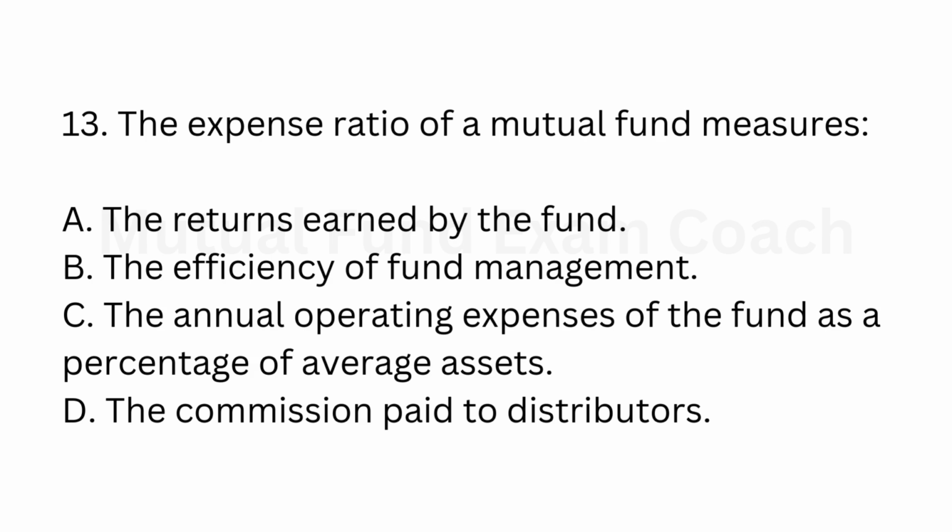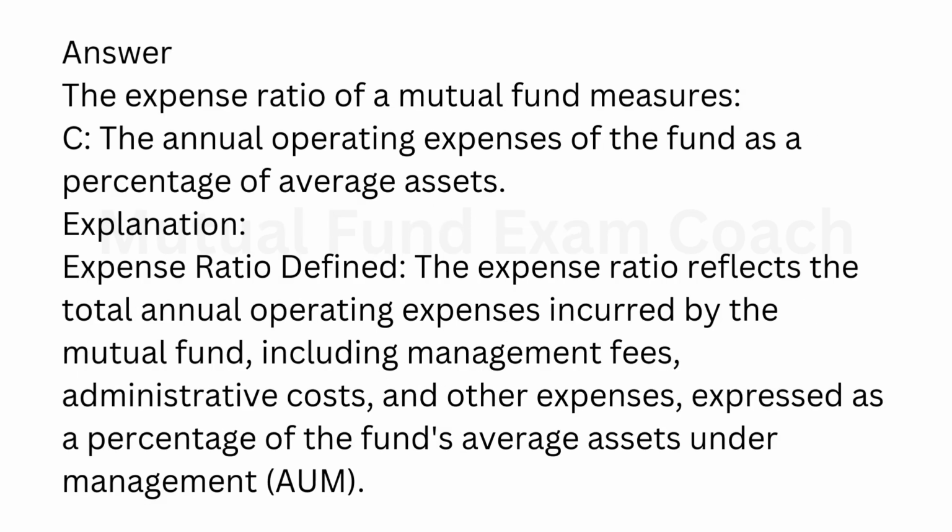B. The efficiency of fund management. C. The annual operating expenses of the fund as a percentage of average assets. D. The commission paid to distributors. Answer. The expense ratio of a mutual fund measures C. The annual operating expenses of the fund as a percentage of average assets.